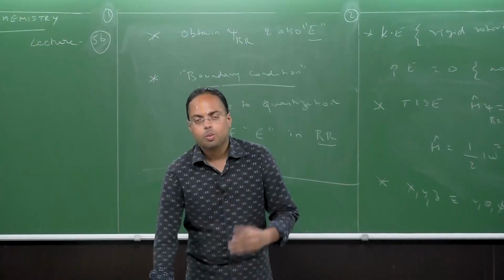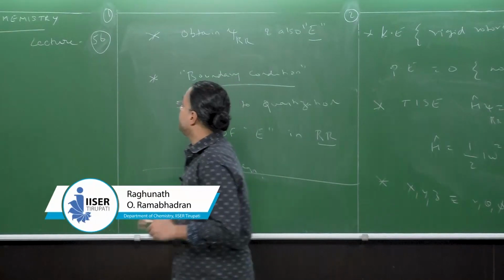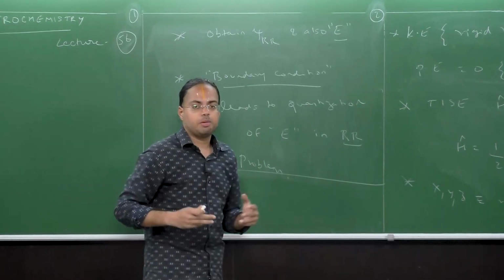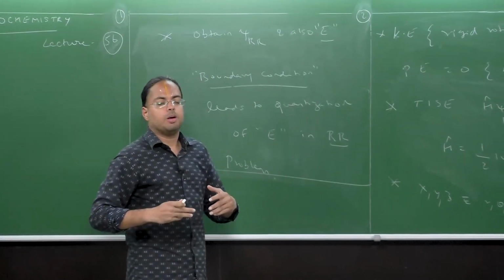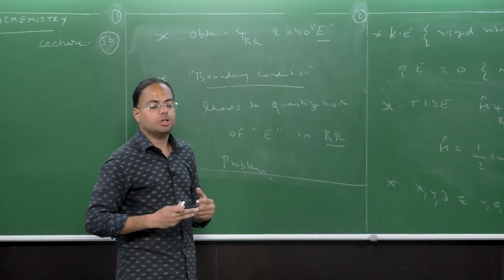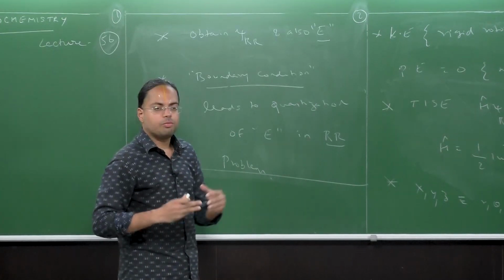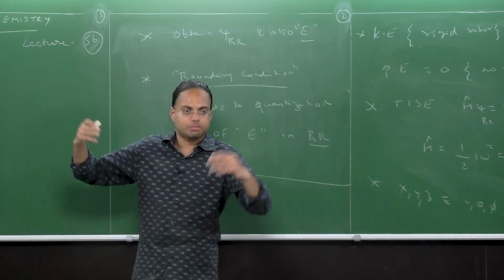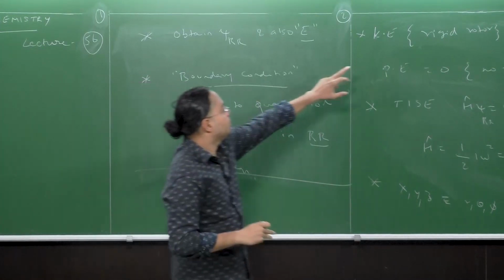Hello all, welcome to Astrochemistry. This is lecture number 56. So in the previous lecture, I had introduced you to the problem of modeling rotational motion of diatomics. This is as part of understanding molecular spectroscopy, and the model we used was what is called the rigid rotor model.